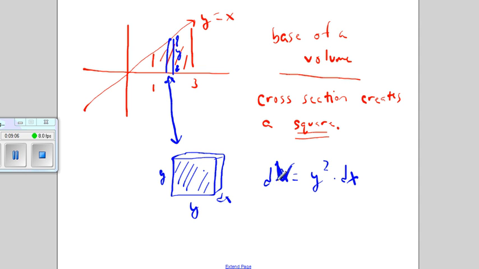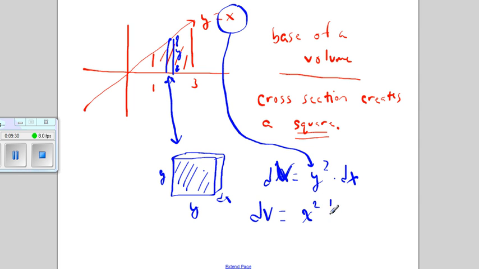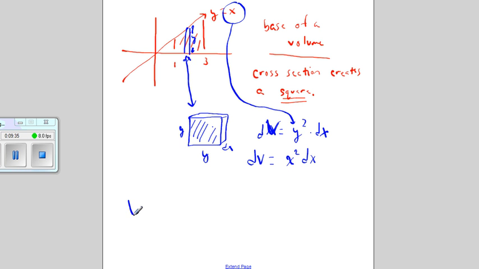And so then the idea is, well, y is changing, my y value, my height, is changing as x changes. We can see that the y value gets bigger, and it's in terms of x, dx, so we need to substitute y in terms of x in here. So our dV, y equals x, so we can just replace this with x squared dx. Now these terms match, and so the volume is just the sum of all those slices of bread from 1 to 3 of x squared dx.